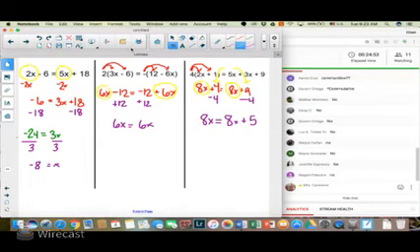Now, it doesn't matter if we have an equation that has fractions or decimals. It's still the same concept. If I had, oh, that's yellow. I don't want to use yellow.